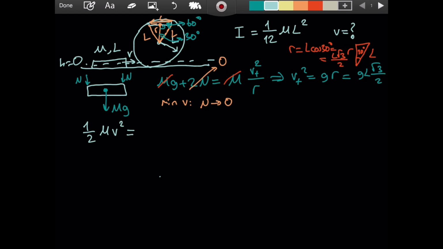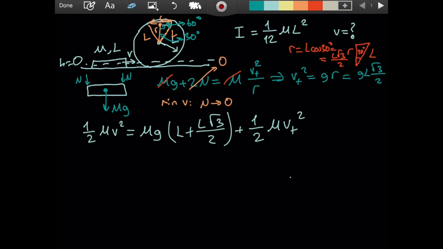This is going to be equal to, at the top, what do we have? We of course have gravitational potential energy. It will be mg times the height difference. What is the height difference? It is not 2L, be careful, it is L plus R. What is R? R is here, so it is L square root of 3 over 2. Plus, there will be a kinetic energy, of course, which is 1 over 2 v top squared.